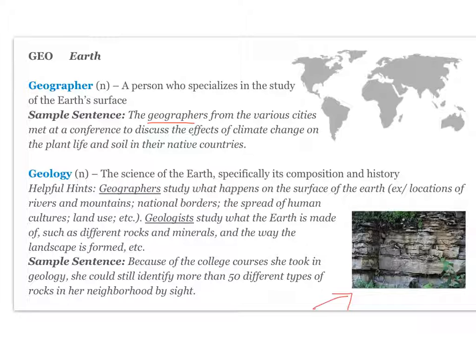So very simply, if we think about this as the Earth's surface, geologists are going to study what happens under the Earth's surface and what the Earth's surface is made out of, and geographers are going to study what's happening above the Earth's surface. And this helpful hint, again, kind of has that distinction for you a little bit more. Your sample sentence for geology down here is, because of the college courses she took in geology, she could still identify more than 50 different types of rocks in her neighborhood by sight.